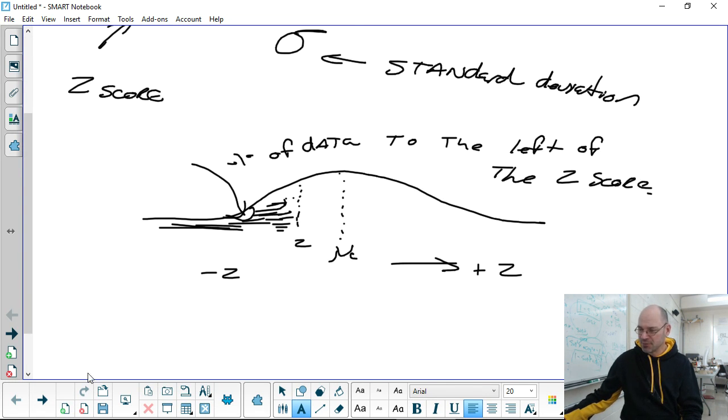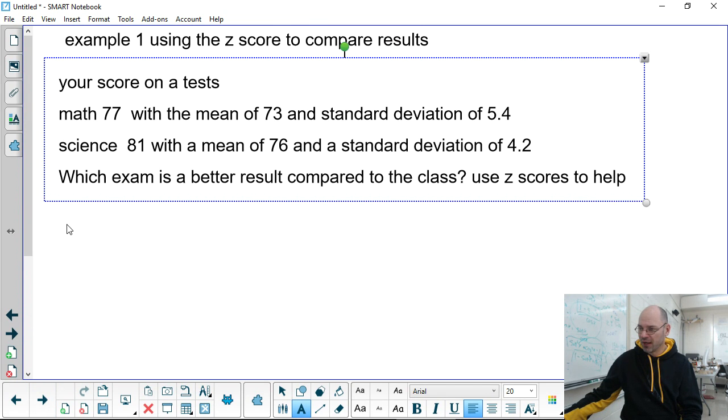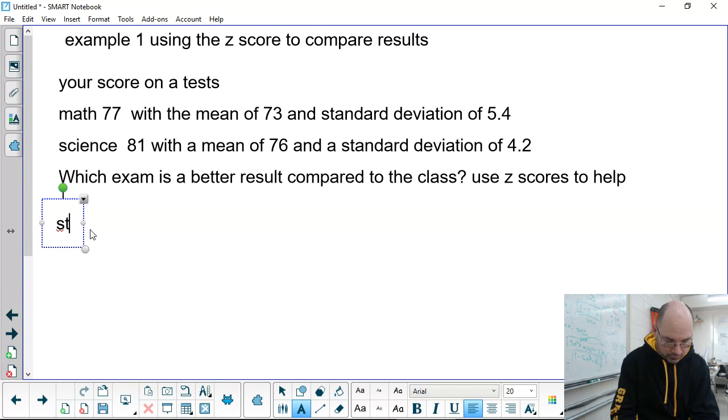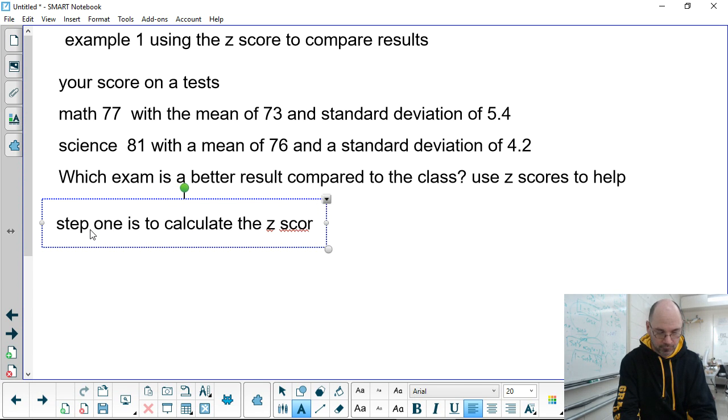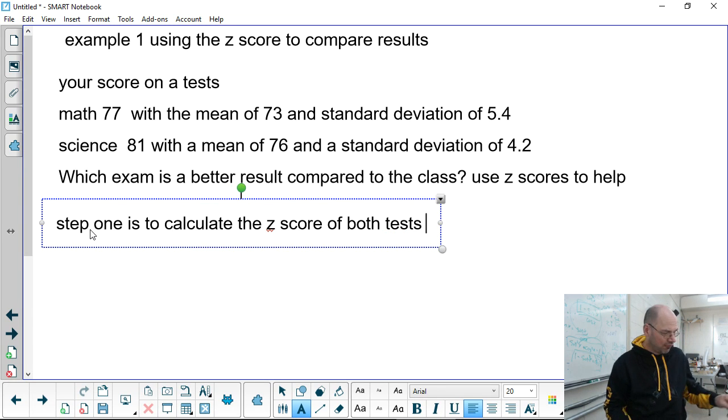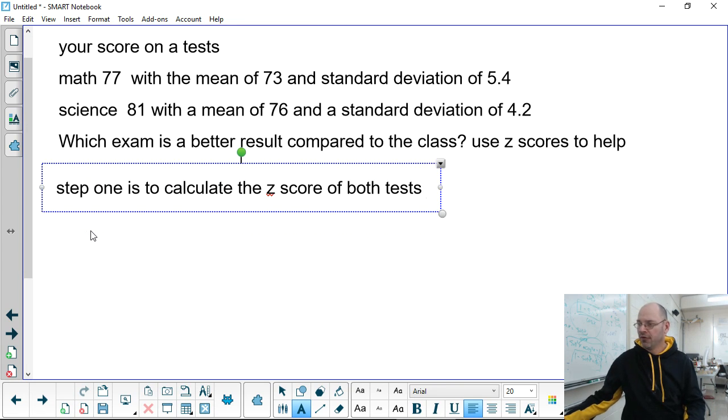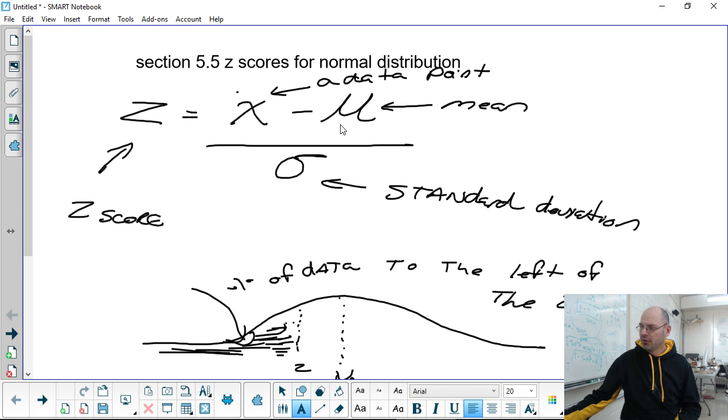So the first step is to calculate the z-score. So let's do that. So step one is to calculate the z-score of both tests. Okay, so the z-score formula, let's go ahead and do that right underneath here. Z-score formula, okay, we're going to use this formula here, x minus the mean over the standard deviation.